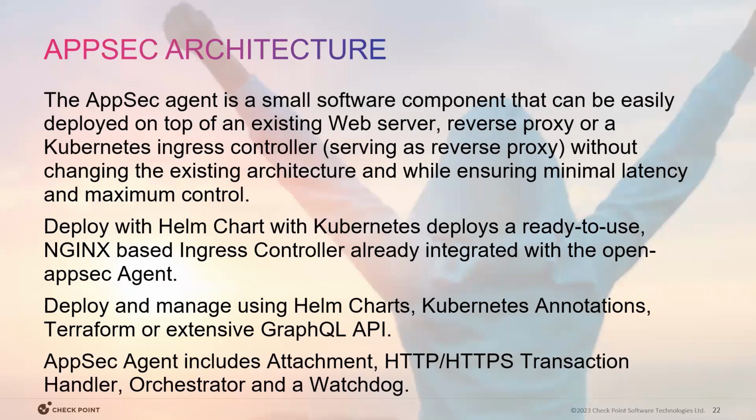This is a super lightweight, small software component that's deployed on an existing web server, reverse proxy, or ingress controller, without changing the architecture. This is totally frictionless, easy to deploy, doesn't change anything, and gives you everything you need. You can deploy with Helm charts. For Kubernetes, it's ready to go. The Nginx ingress controller is already integrated with the AppSec agent. We can deploy using Helm chart, Kubernetes annotations, Terraform, or GraphQL API. It's just a small agent attachment. You'll see HTTP transaction handlers, orchestrators, and a watchdog with the attachment.